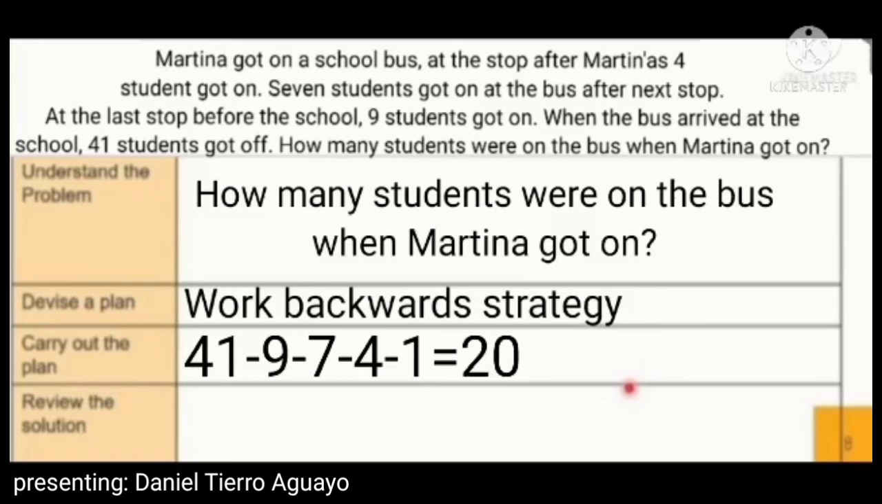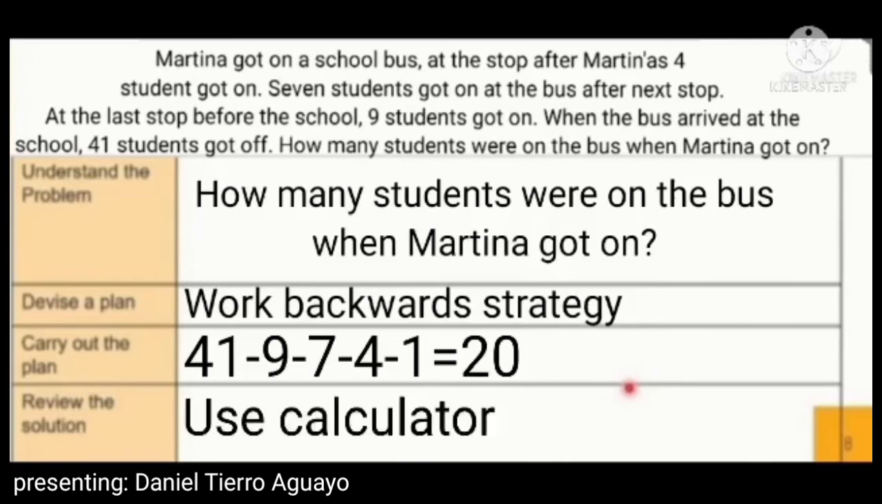But we need to identify the number of students when Martina got on the bus, so we need to subtract Martina, and that is 1. So 41 minus 9 minus 7 minus 4 minus 1 is equal to 20. And for checking the solution, use a calculator.